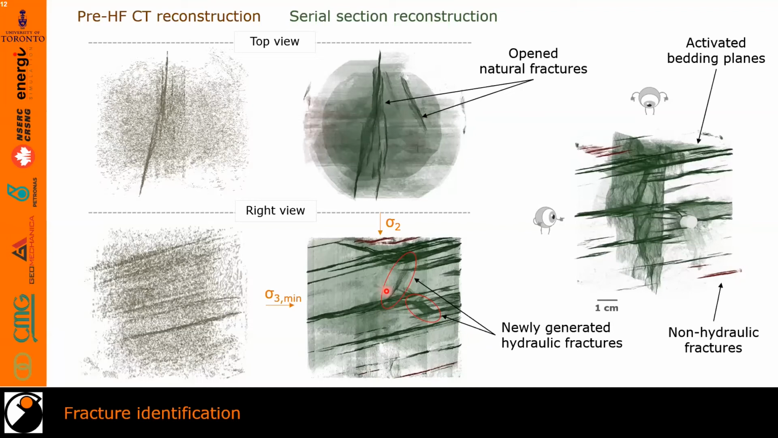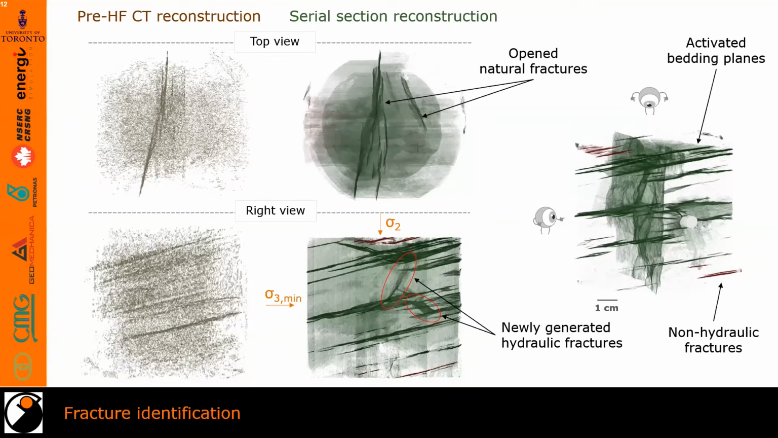Those two fractures initiated from the borehole and inclined at high angles to the minimum stress direction. We can notice that the newly created hydraulic fractures were generated deviating from the direction perpendicular to the minimum stress due to the strong anisotropy of the tested sample.